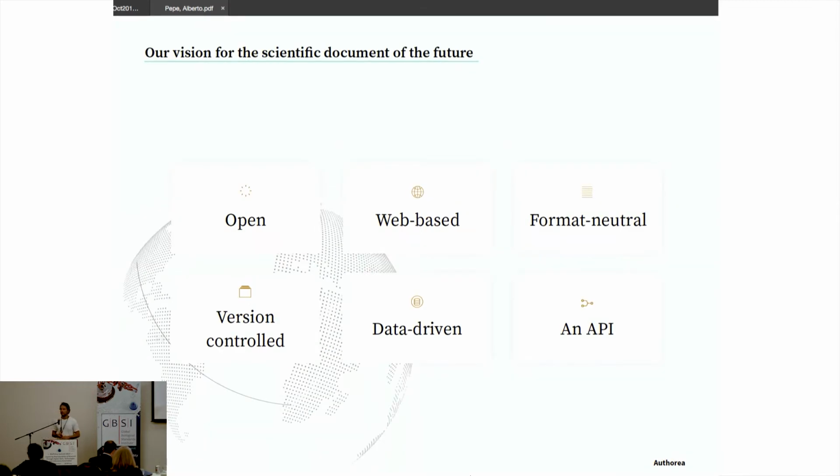So we've been building a tool. It's called Authorea, and we're pretty much building and rethinking the document, the scholarly article of the future, that I think should be data-driven, open, version-controlled. We're built on Git so that every single document you start is a new Git repository. It's also web-based because everything we produce today needs to be HTML first.